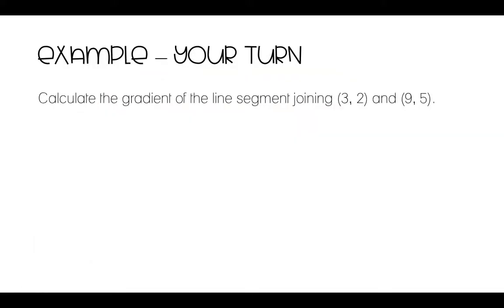Okay, so it's your turn now. I want you to calculate the gradient of a line segment joining (3, 2) and (9, 5). The first thing you're going to do, write down your formula like this, and then knowing that this is x1, y1 and x2, y2, you're going to pause it, substitute those in and see what value you can get out of it and find out the gradient.